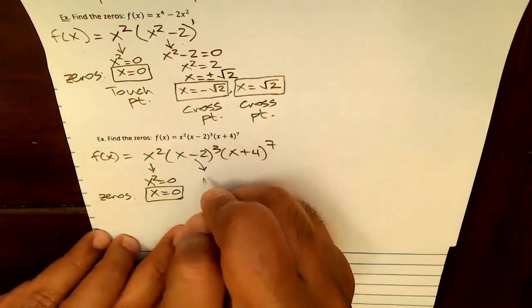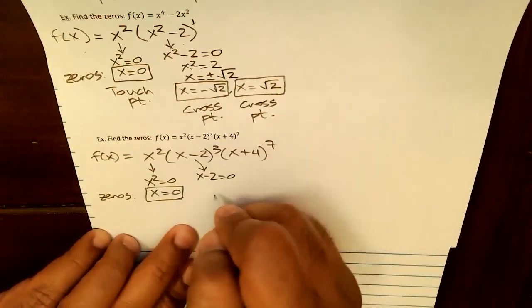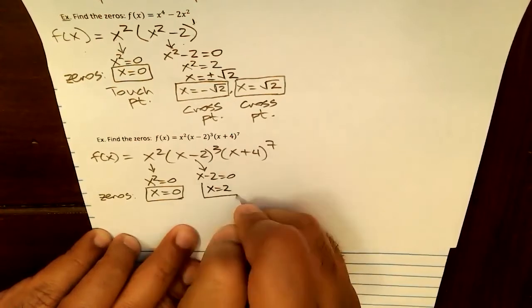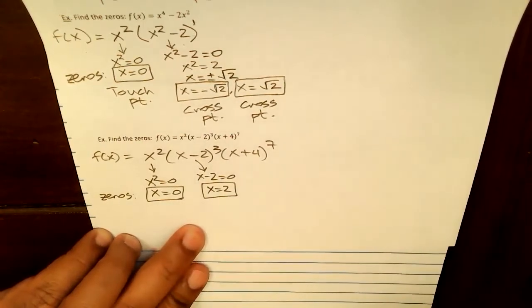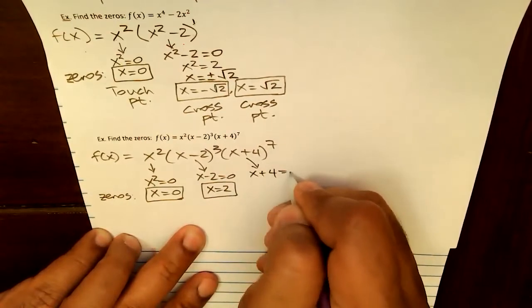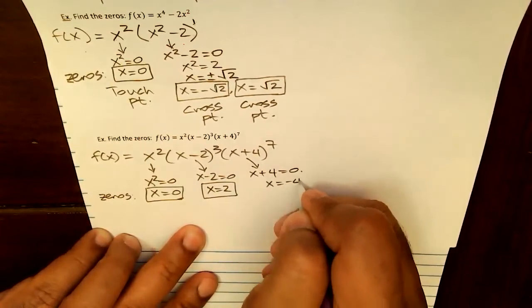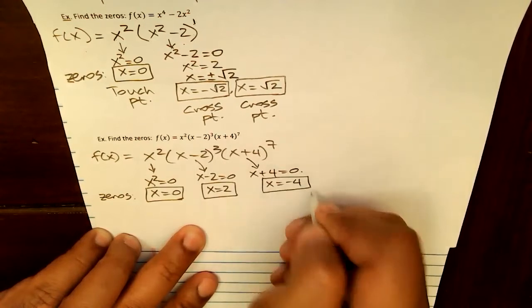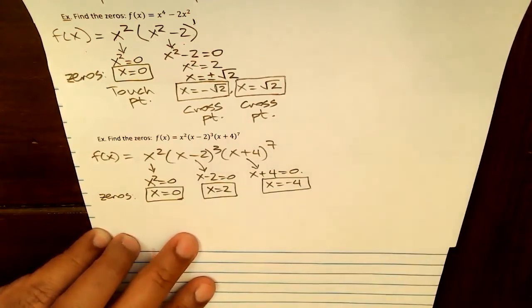The second one, if I set x minus 2 equal to 0, that's going to give me x is equal to 2. Here's my second 0. And then the last one, if I set x plus 4 equal to 0, that's going to give me x equals negative 4. There is my third 0.